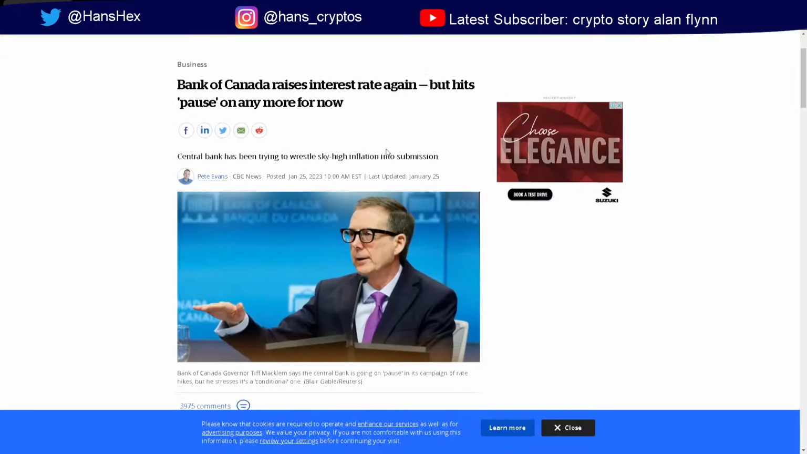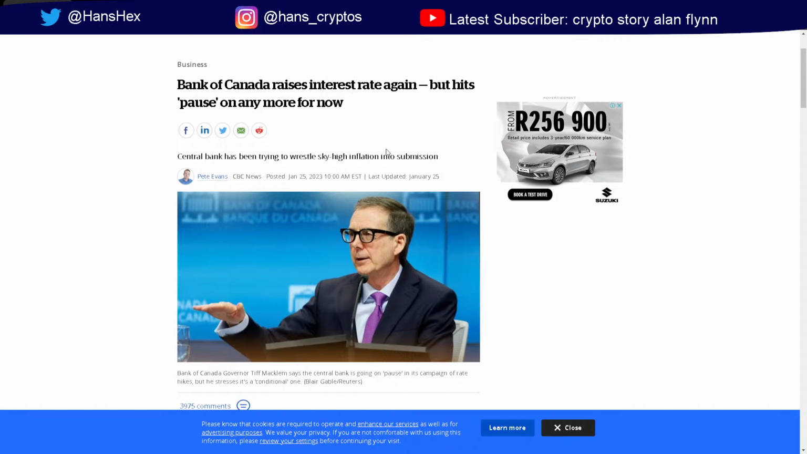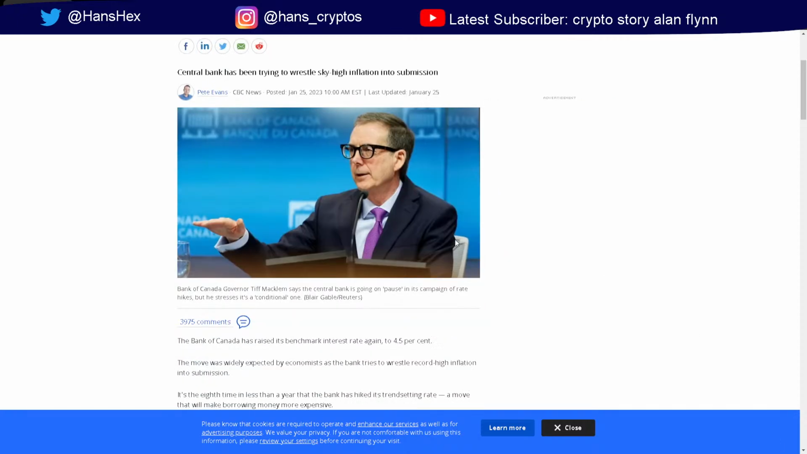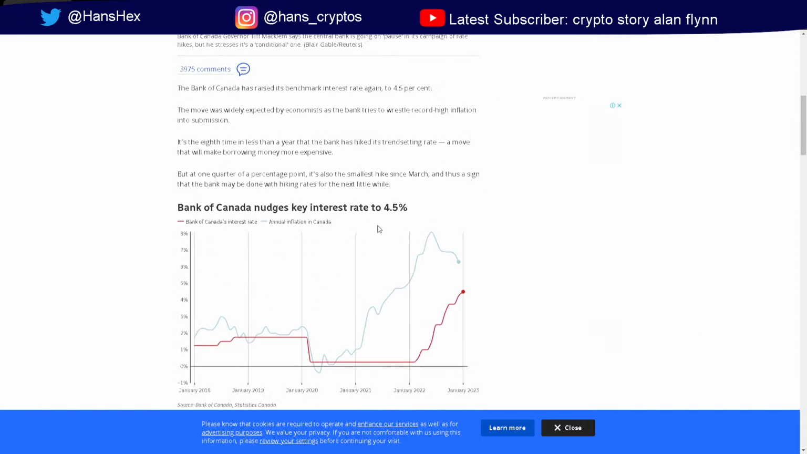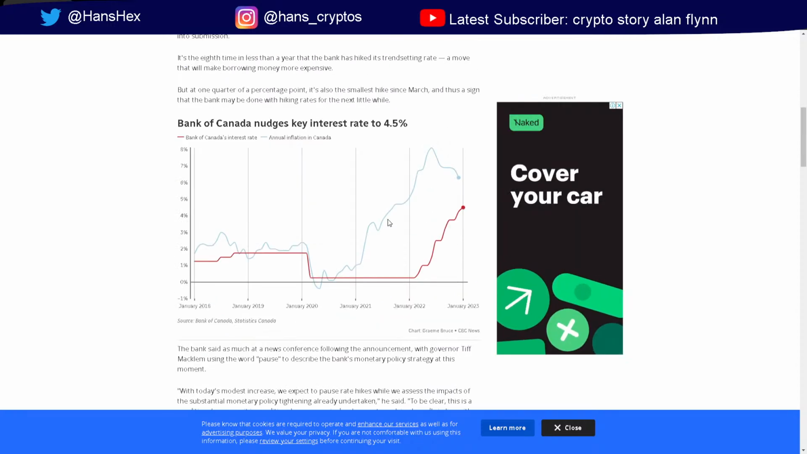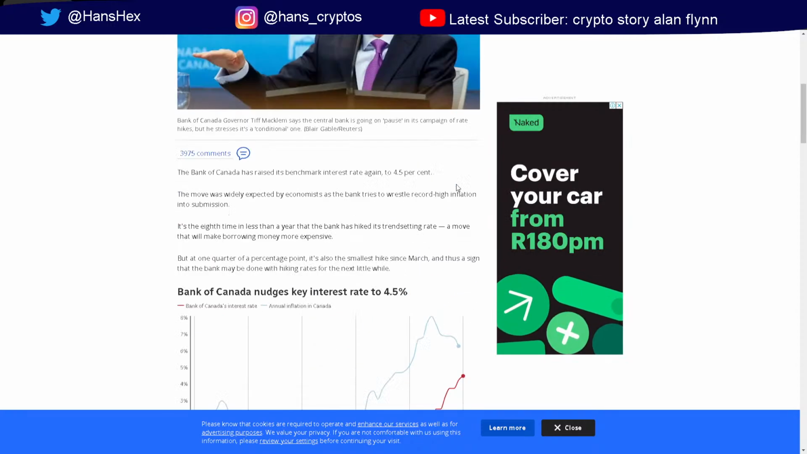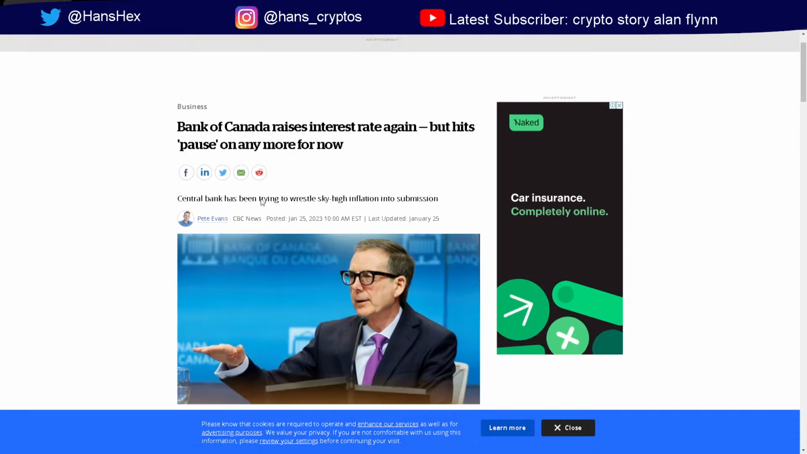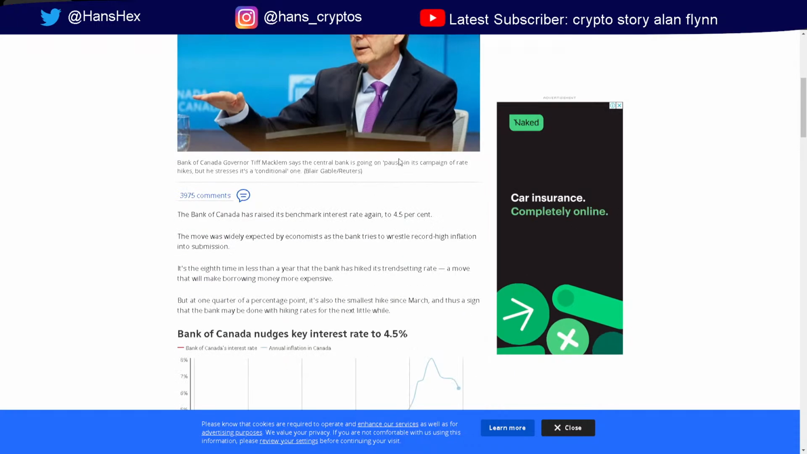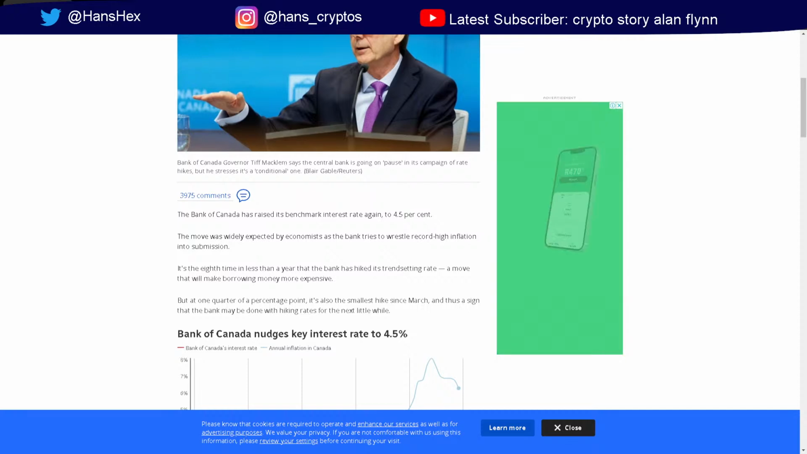Also, interestingly enough, Bank of Canada raised the interest rates yesterday. You can see here the 25th of January, we're at the 26th of January, to 4.5, and now they said they are halting the rate hikes. So this is stage 2 of their pivot currently. We'll see what happens to the rest of the economy.